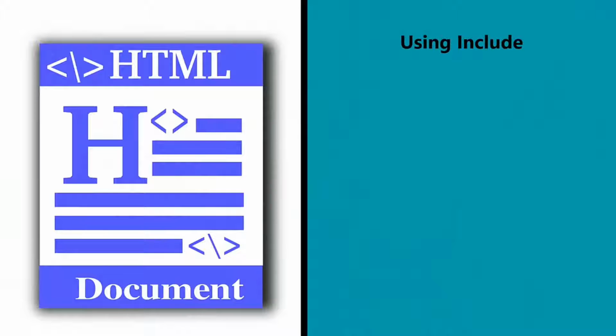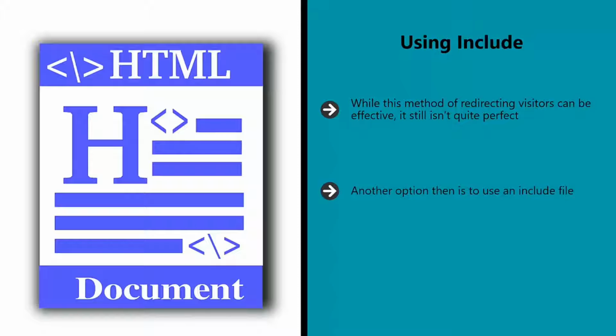Using include. While this method of redirecting visitors can be effective, it still isn't quite perfect. You still have two different types of web pages, which could potentially confuse results. The URL in the address bar will be different, for example, which could result in action from Google, more on this in a bit, and which could confuse your users. Another option then is to use an include file.